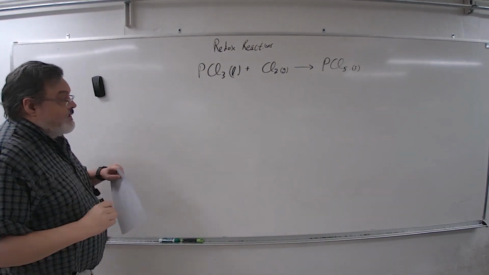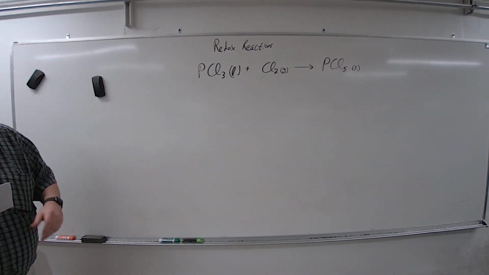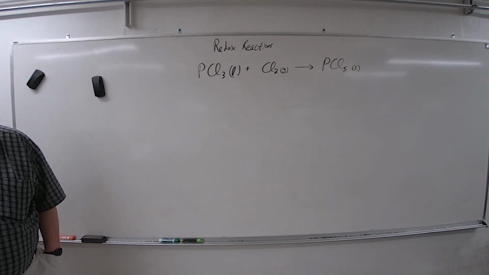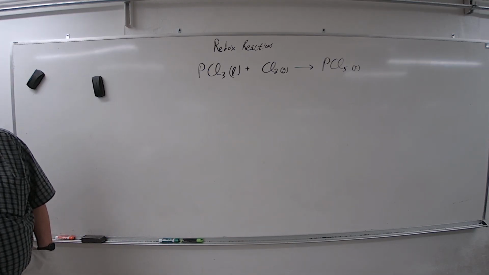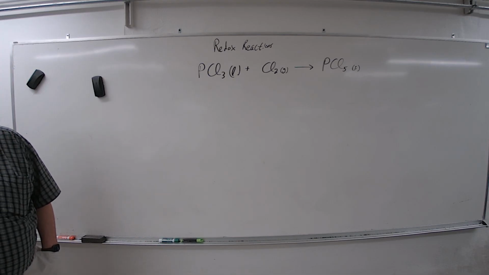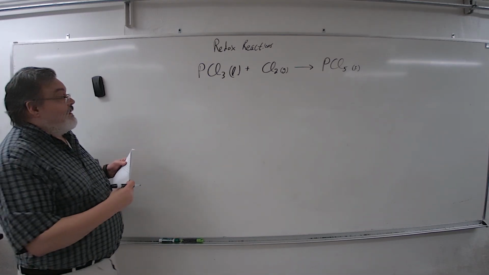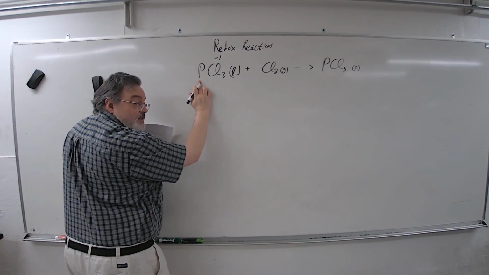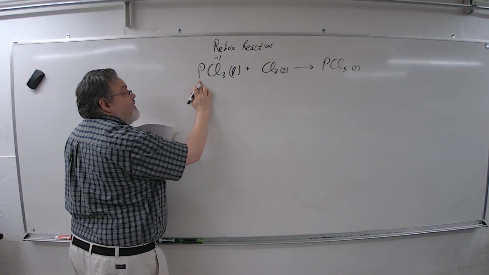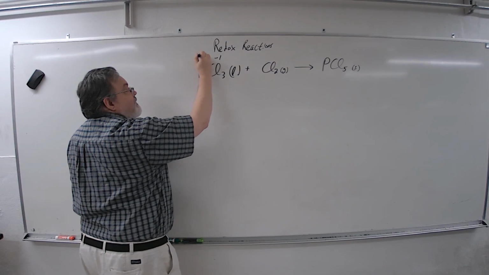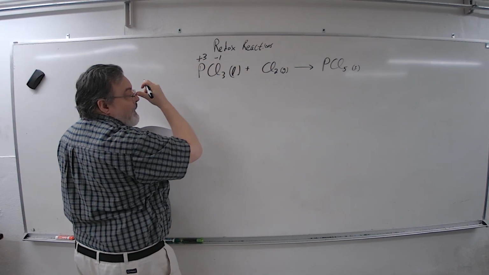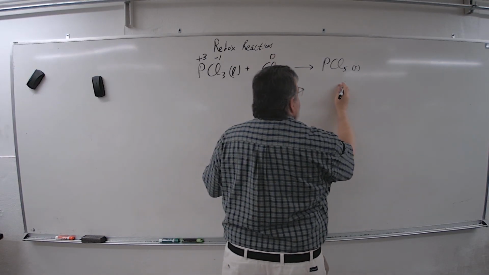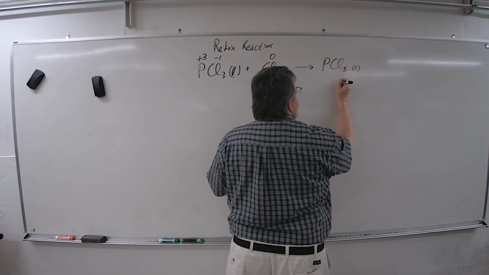PCl3. That's an ionic compound or a covalent compound. This one's just going to end up being the charge as you expect it to be. What is Cl usually? -1. What is phosphorus usually? -3. +3. So those balance. What's the charge here? 0. All right, if Cl is -1 here, what's the charge on P?